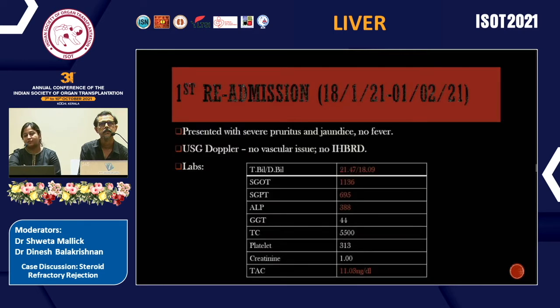His problem started about 1.5 months later, where he presented to OP with severe pruritus and jaundice. There was no fever. USG was done in the OPD, and that did not show any vascular issue. There was no IHBRD, there was normal echotexture. If you look at the labs, there has been a steep rise in the bilirubin at this point, which is at 21. AST and ALT were 1100 and 695 respectively. Alkaline phosphatase is 388. His TAC level is 11.8.